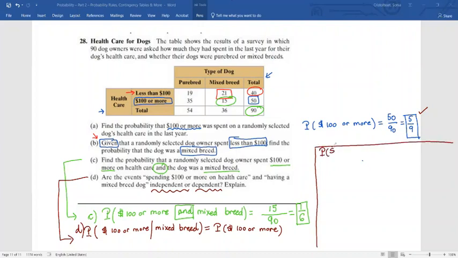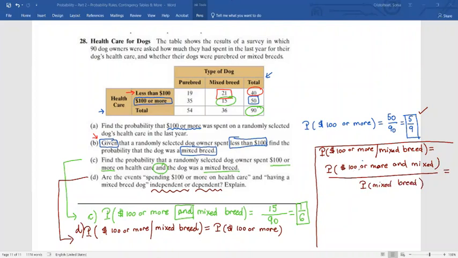Probability of $100 or more, given that the dog is a mixed breed, equals probability of $100 or more and a mixed breed over probability of mixed breed. Probability of $100 or more and mixed breed is actually 1 over 6, right? Or 15 over 90. I'll be looking simply at the intersection of these two and I'll put that on the top. And mixed breed, I'll be looking at the partial total for mixed breed, which is 36. 15 over 36 is the answer to the conditional probability.